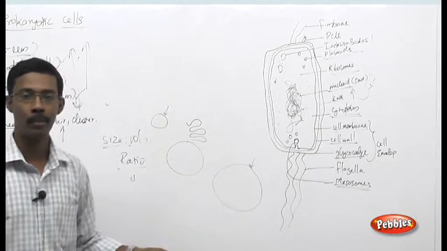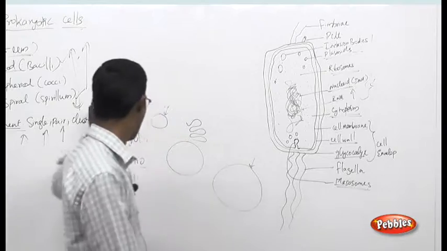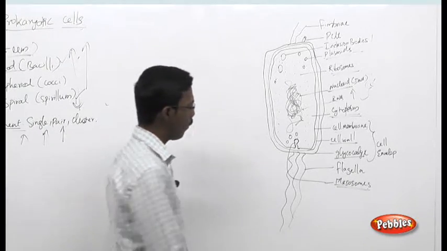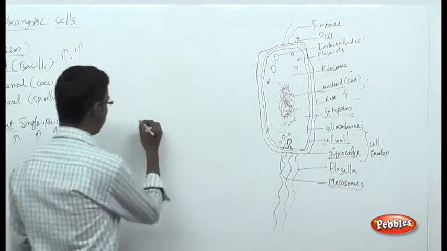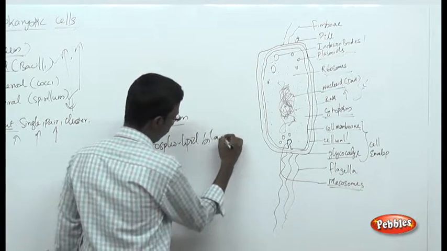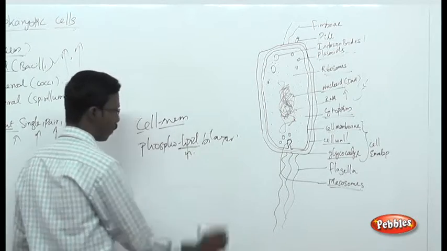There are so many purposes for the mesosomes, and we are going to see those purposes later in this class. Okay, so apart from mesosomes, as I told you, there are cell membranes. The cell membrane is made up of a phospholipid bilayer, so basically they are lipid compounds.